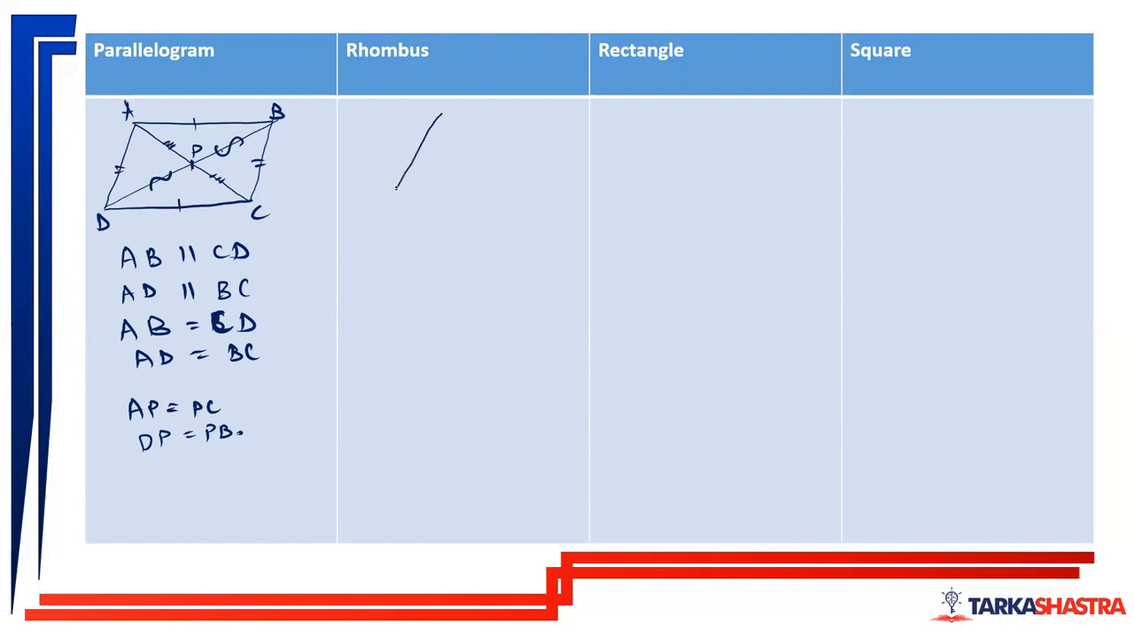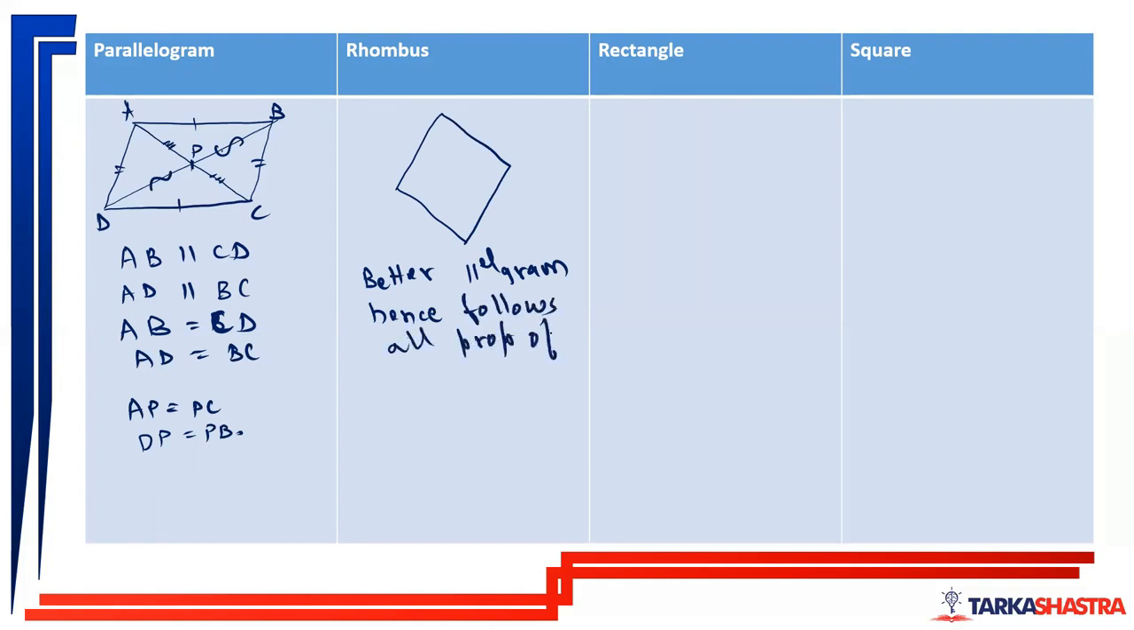Rhombus is a better version of parallelogram, hence it follows all the properties of parallelogram. Meaning opposite sides equal, opposite sides parallel and diagonals are bisectors of each other.